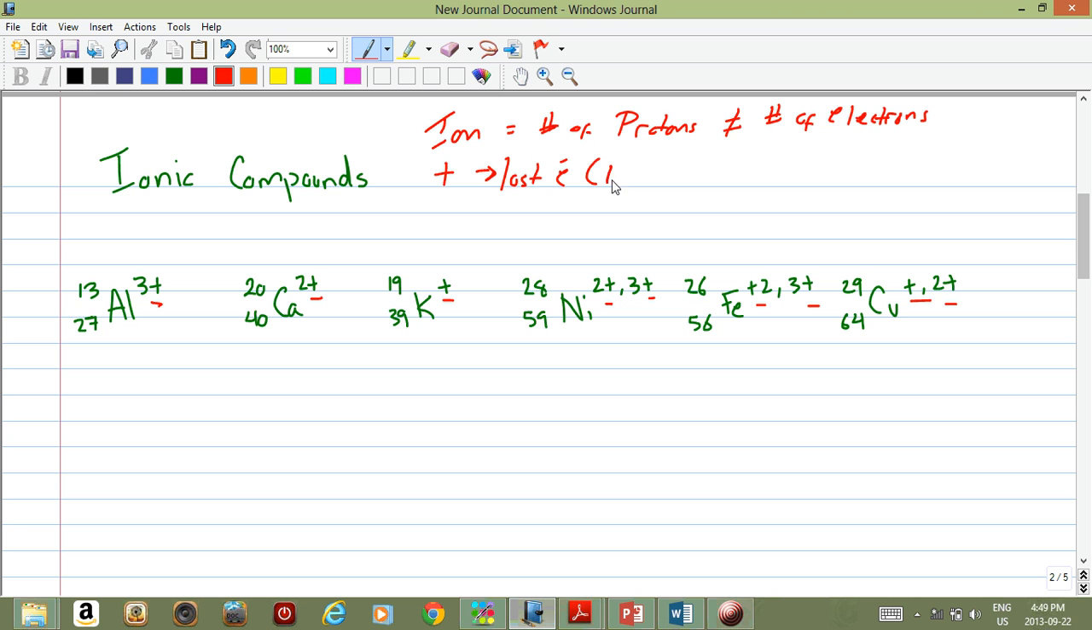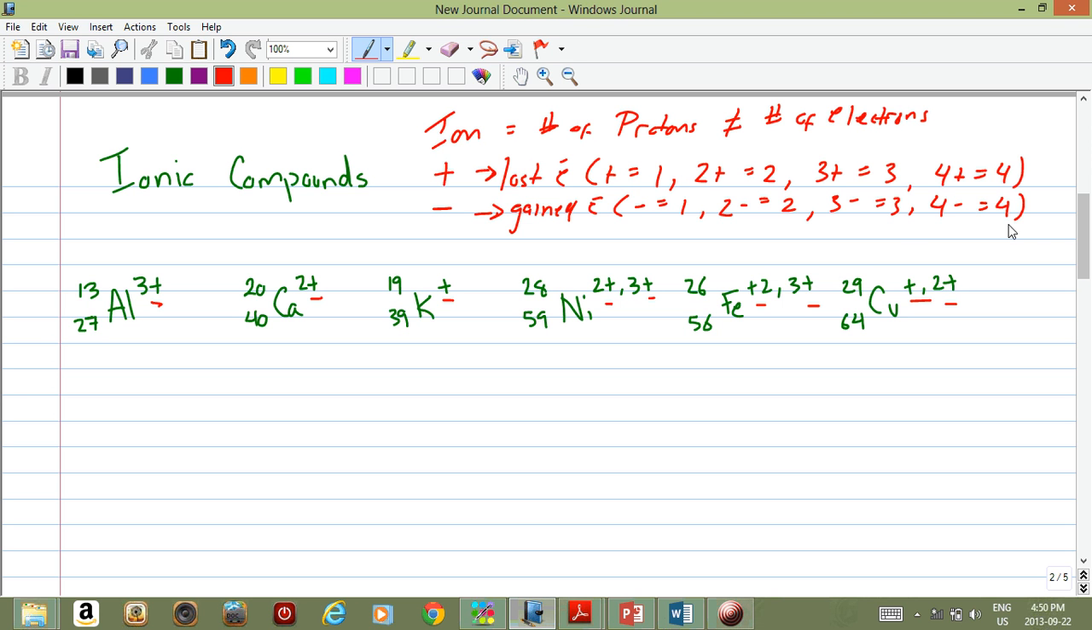So if you just see this symbol, that means it lost 1. If you see this symbol, that means it lost 2. If you see this, that means it lost 3. If you see this, that means it lost 4. If you see this, that means it actually gained electrons. So if it's negative, that means it gained 1. If it's 2 negative, that means it gained 2. If it's 3 negative, it gained 3. If it's 4 negative, it gained 4.